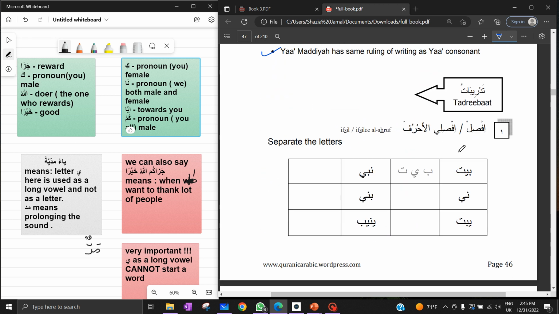Ifsil and ifsili, you need to separate these words: noon and ya. Ya, ba, ta. Na, ba, ya. Ba and noon and ya. There are three. Okay. Then there are four letters here. What are they? Ya, noon, ya again, and then ba.